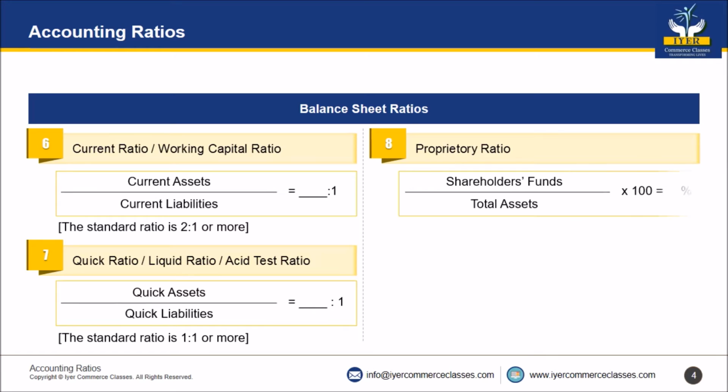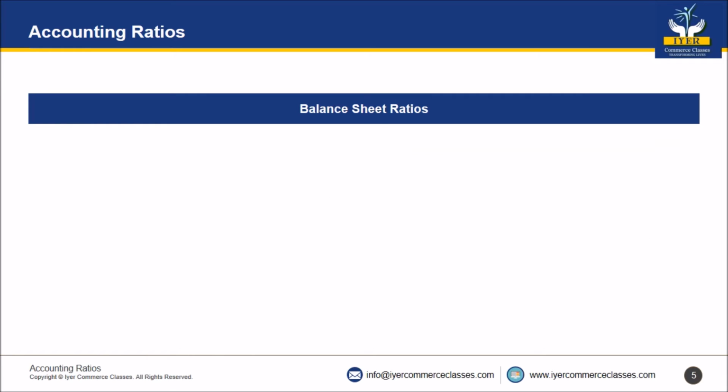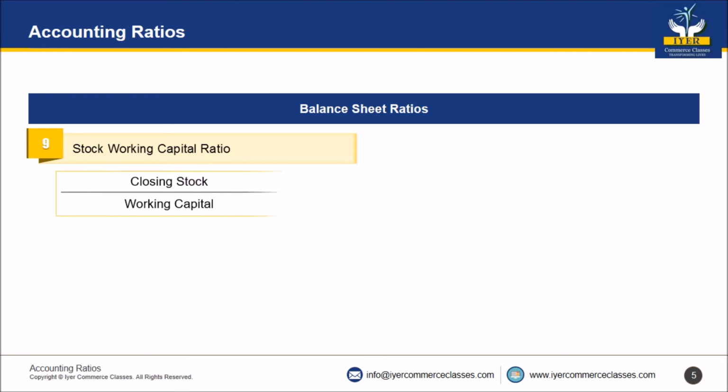Proprietary ratio, shareholders' funds upon total assets into 100. Total assets is given by fixed assets plus investments plus current assets. The standard ratio is between 60% and 75%. Stock working capital ratio, closing stock upon working capital into 100.